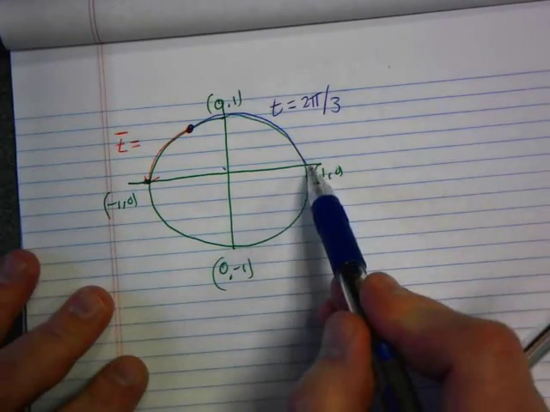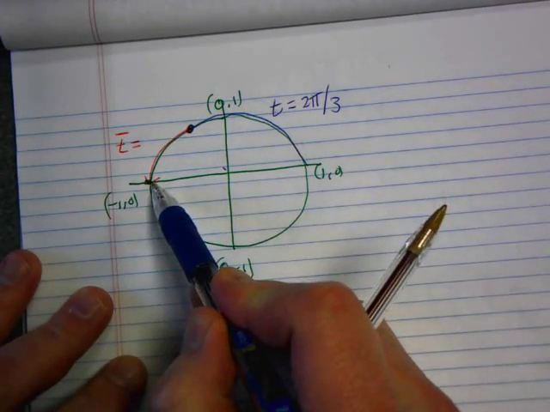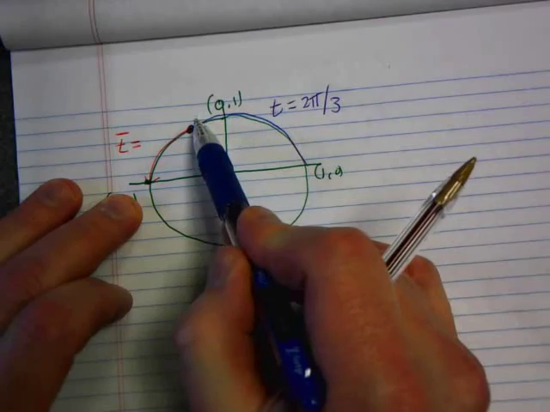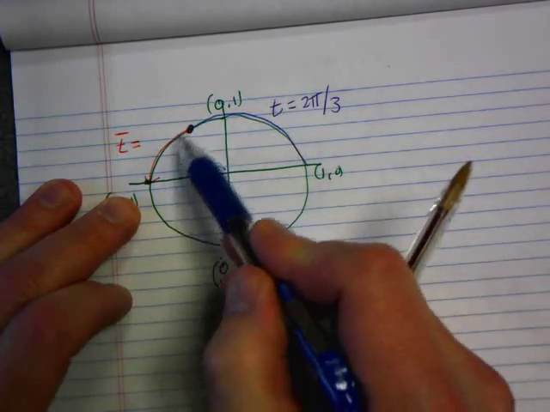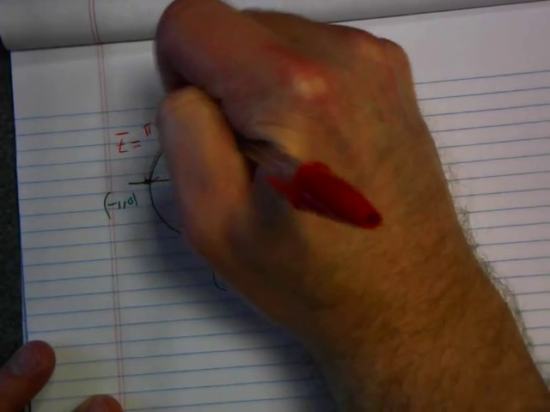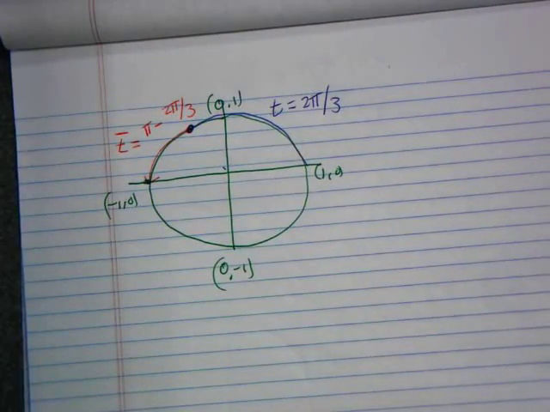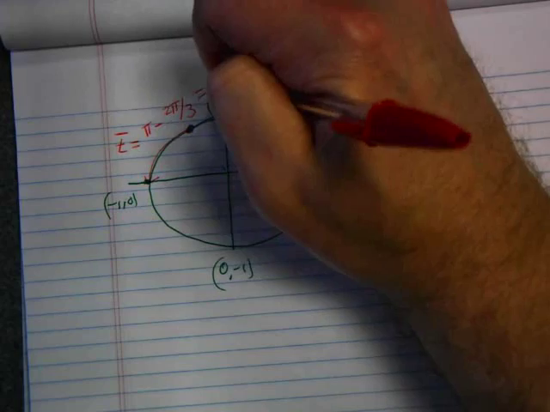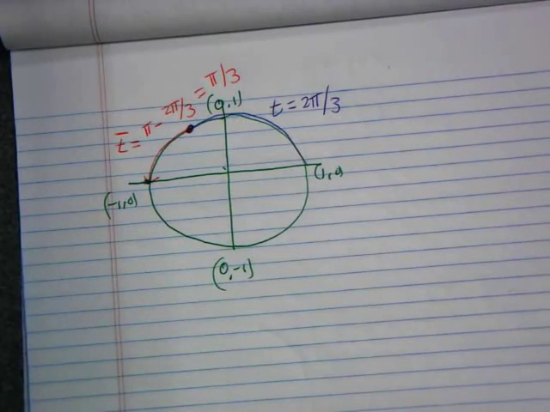Absolutely. All the way to here would be pi. I've already used up 2 pi over 3. So to find my t bar, I take pi minus 2 pi over 3. What's pi minus 2 pi over 3? Pi over 3, correct. She didn't say it out loud, but she mouthed it. I saw her. So my reference arc length is pi over 3. My reference number is pi over 3.